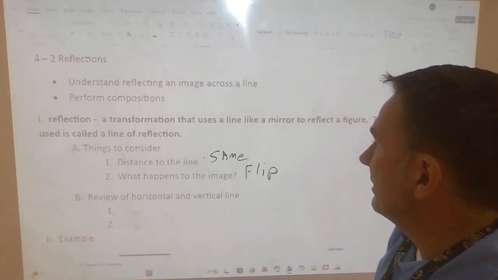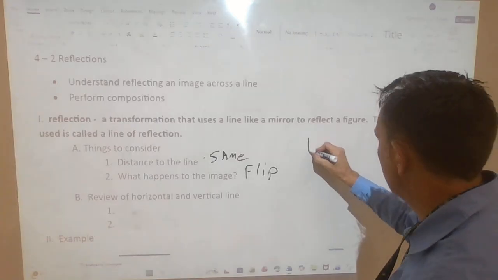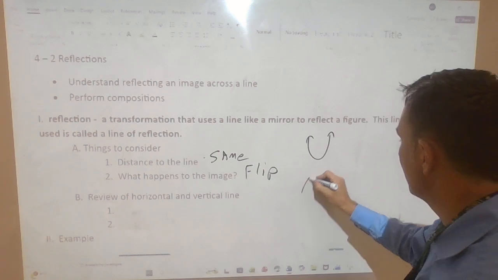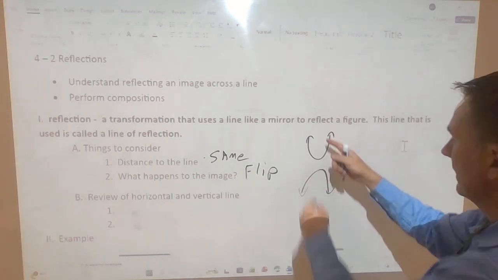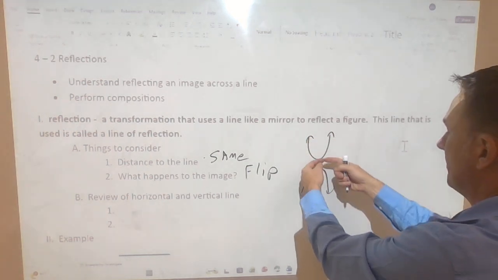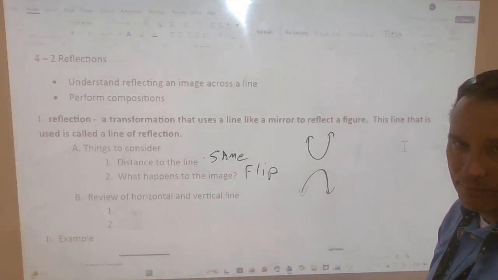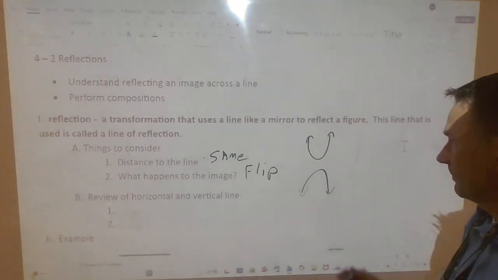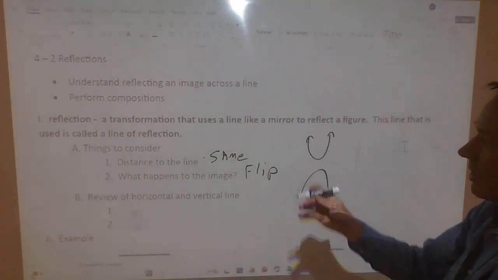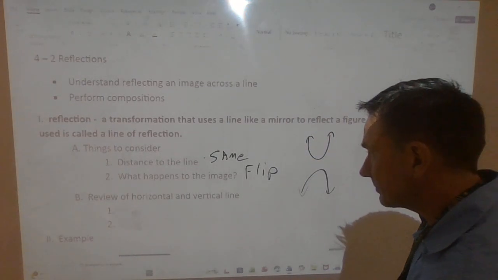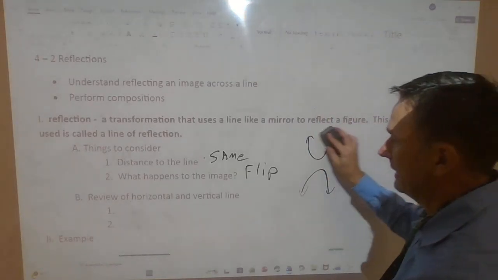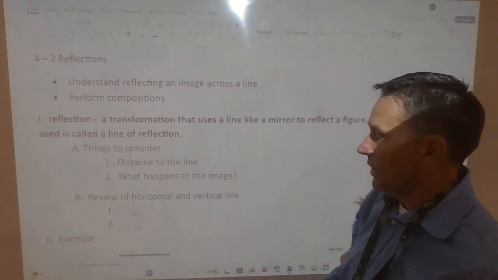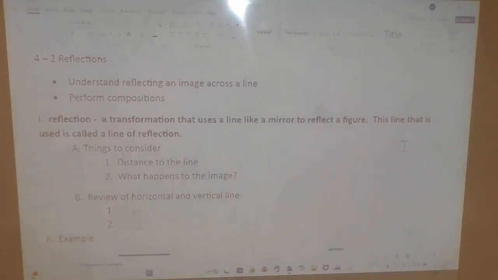Some places where we've seen transformations is something like this, where we have a parabola, and it flips across the x-axis, and all of a sudden turns down instead. This same horseshoe that's opening up is now a horseshoe that opens down. We can see that it actually flips from top to bottom. We can also flip it left and right or across any line we want to. Now in this lesson, we're going to be focusing on having a reflection across a horizontal or vertical line.